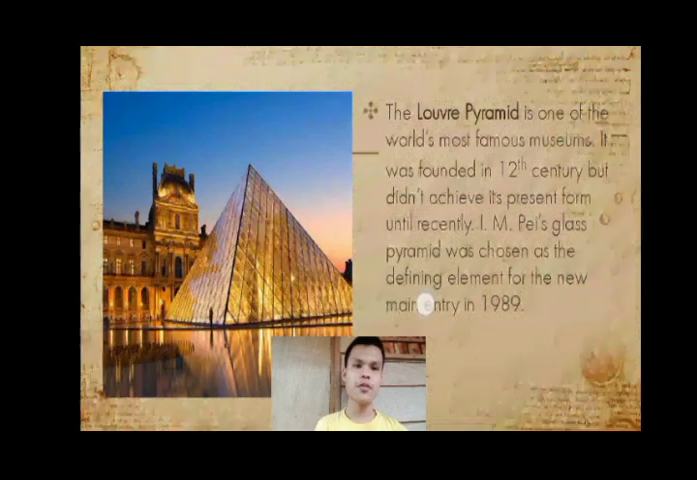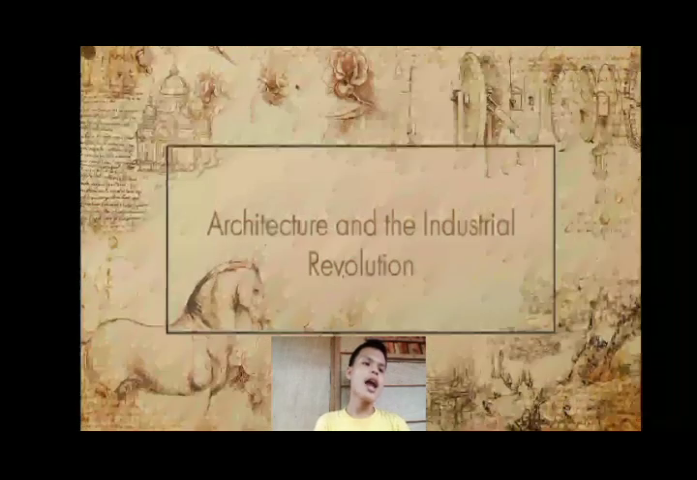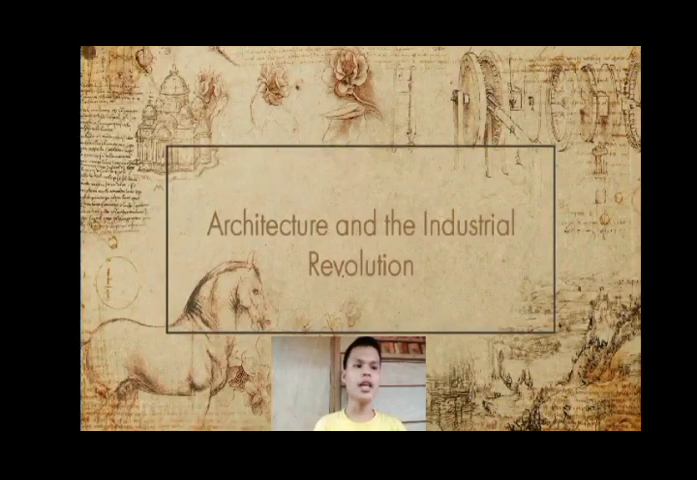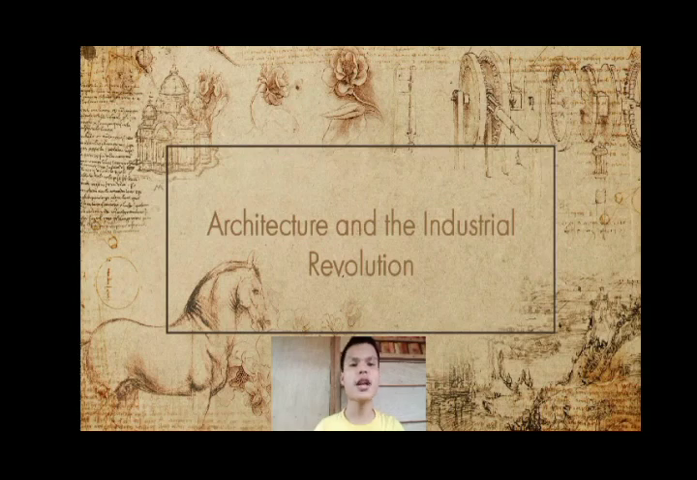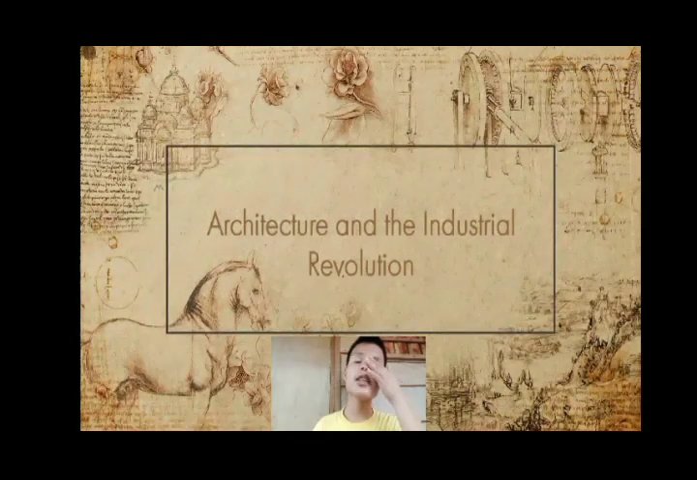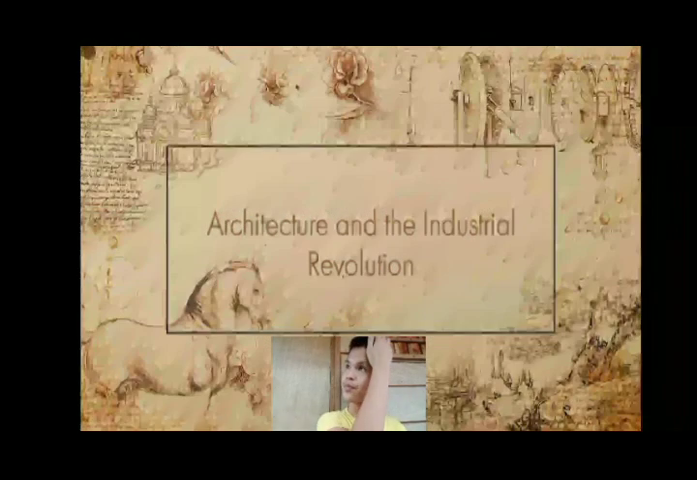Architecture and the Industrial Revolution. The Industrial Revolution, in a simple sense, is a transition from an agrarian and handicraft economy to industry and machine-dominated manufacturing. One of its most significant impacts on 19th century architecture was the mass production of iron and steel in sufficient quantities, making it a viable building material.